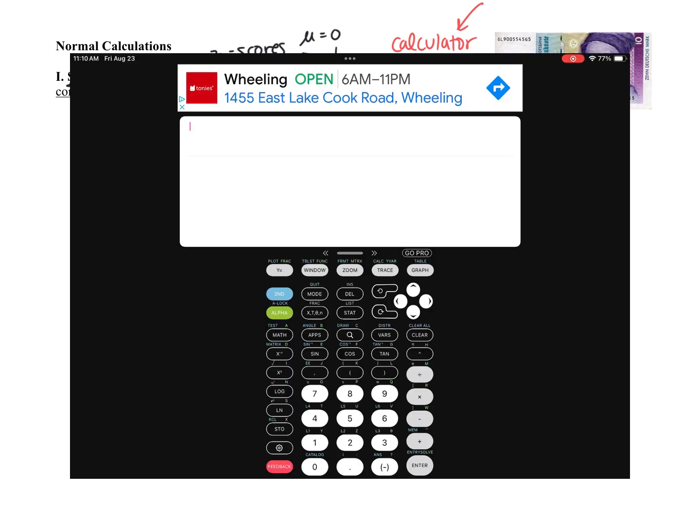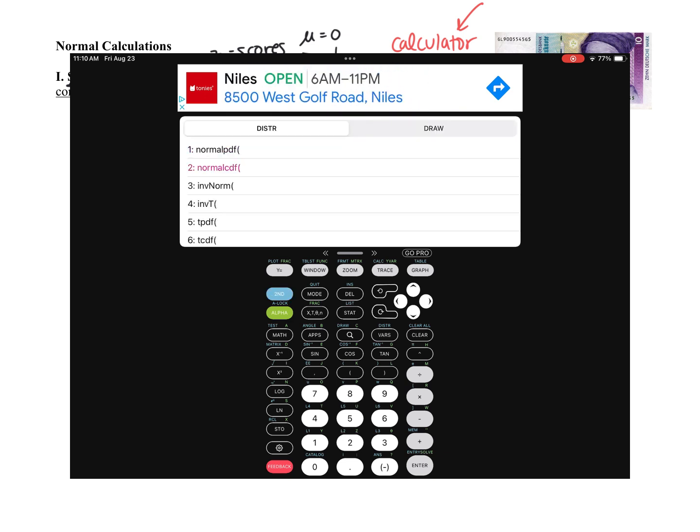Okay, so on the calculator, what we want to do is figure out where the normal distribution is housed. It's not in the stat menu, but there's a button close to the stat that says vars. And above vars, you see distribution. So if you hit second distribution, you see some options here. And you see the first three have norm in them. There's normal PDF, normal CDF, and then inverse norm is also for a normal distribution.